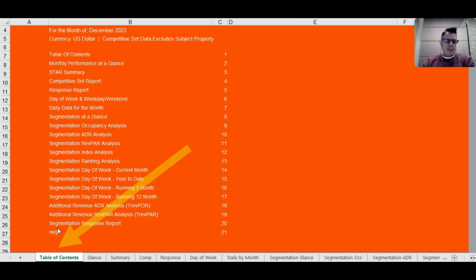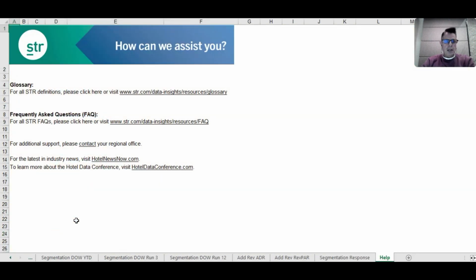Okay, we're in the table of contents, this first tab down here for this property. And the only tabs we're going to be focusing in on today are the table of contents right here, the glance, which is the second tab over, and then the third tab over, which is the summary tab. Now, one tab I do want to show you is this help tab at the very, very bottom. Everybody has this. So let me kind of show you what that looks like.